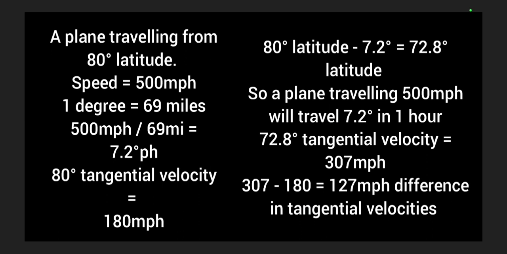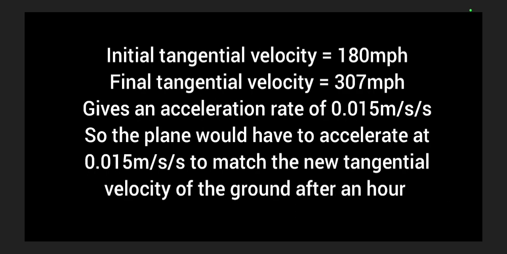So a plane travelling 500 miles per hour will travel 7.2 degrees in 1 hour, and at 72.8 degrees, the tangential velocity is 307 miles per hour. 307 minus 180 equals 127 miles per hour difference between the tangential velocities at the latitude of 80 degrees and 72.8 degrees. The initial tangential velocity was 180 miles per hour. The final tangential velocity is 307 miles per hour, which gives us an acceleration rate of 0.015 meters per second squared, very small. So the plane would have to accelerate at 0.015 meters per second squared to match the new tangential velocity of the ground after an hour.